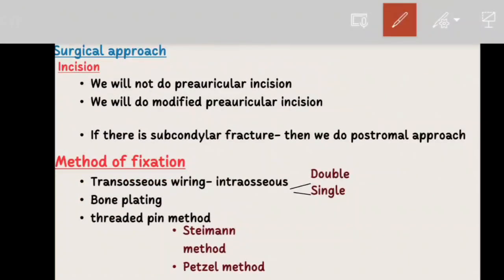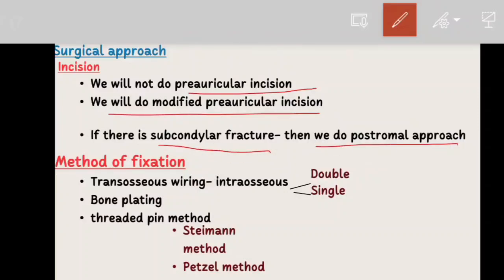Now the surgical approach. For the incision we will not do a preauricular incision, we will do a modified preauricular incision, and a post-ramal approach for the subcondylar fracture. If there is a subcondylar fracture then we do the post-ramal approach. Now the methods of fixation: transosseous wiring, that is double and single, bone plating, and threaded pin methods like the Steinmann method and the Petzl method.